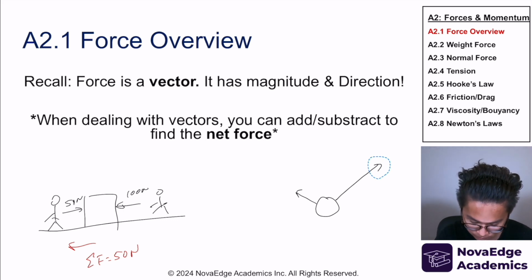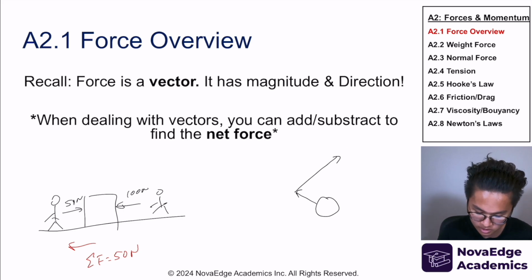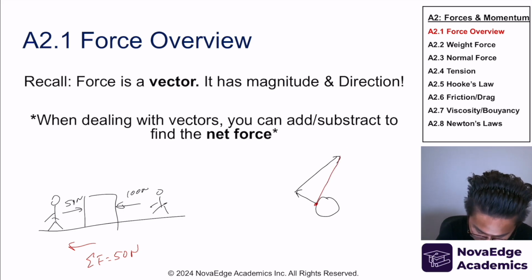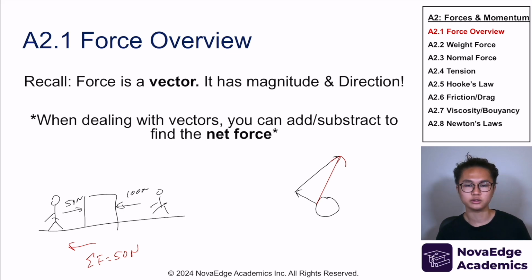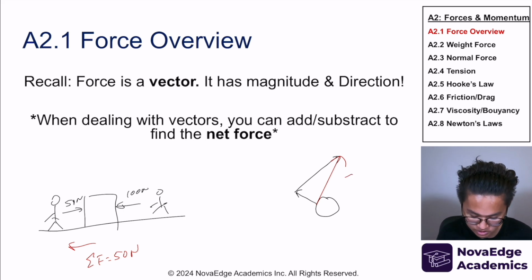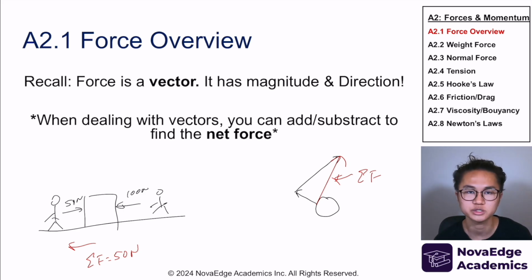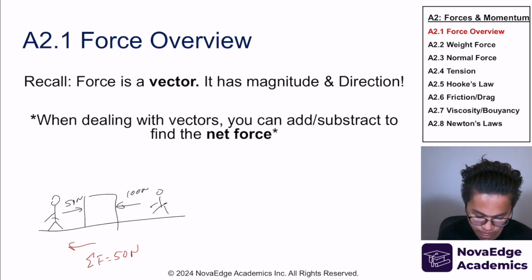For example, if I move this arrow to the tip of the other arrow and connect from the beginning to the end and draw a red arrow, that is actually the net force. And that net force tells me where the object is accelerating. I can do this with multiple arrows as well, which becomes really important.